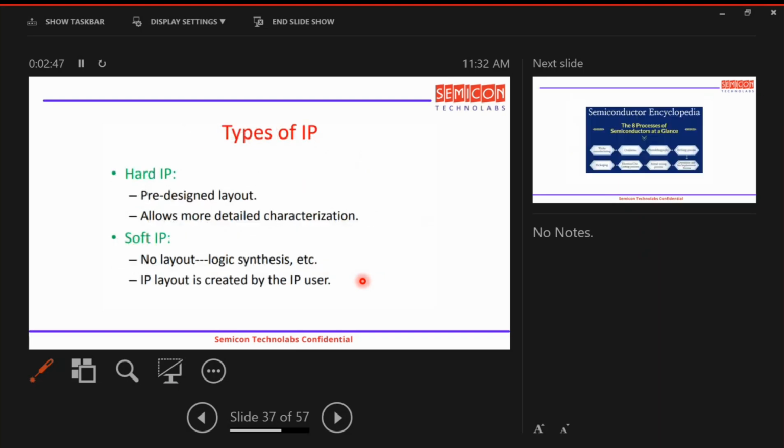And intellectual property and types of IPs: hard IP, soft IP. Hard IP means the layout is already frozen. Soft IP means the layout is not frozen. In physical design, we have flexibility to do the layout. We can choose whichever IP we are comfortable with based on the schedule and requirement.